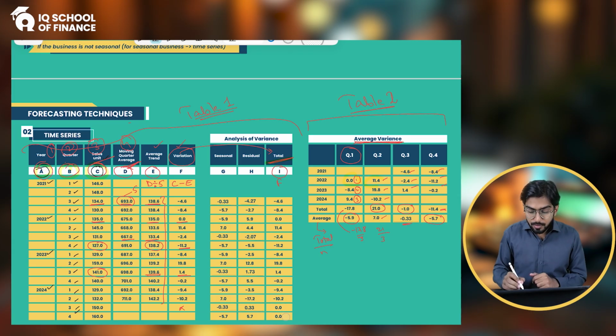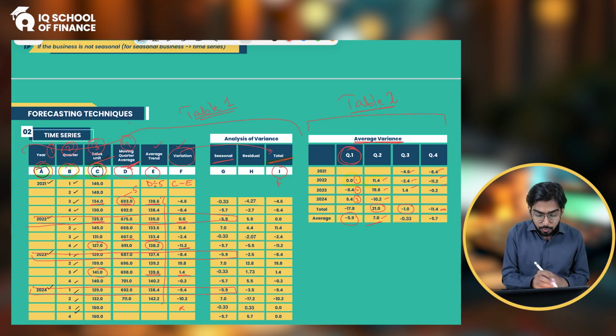Now, in the seasonal column, you will use these average values. What are they? For quarter one, it is minus 5.9. See, this is the quarter one column: minus 5.9, again minus 5.9. For quarter two, it is 7. Again, quarter two, 7. See, this is the quarter column.